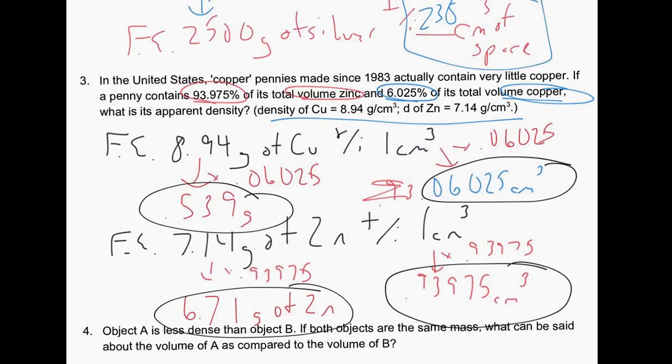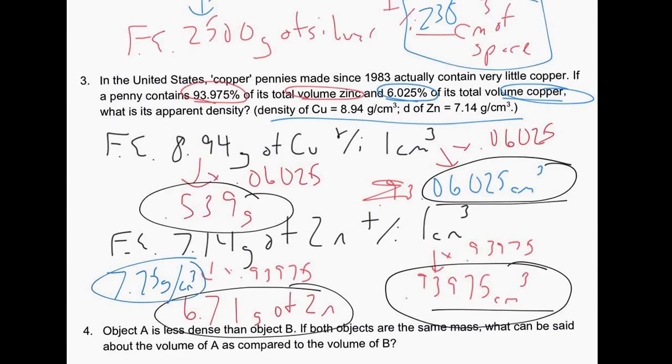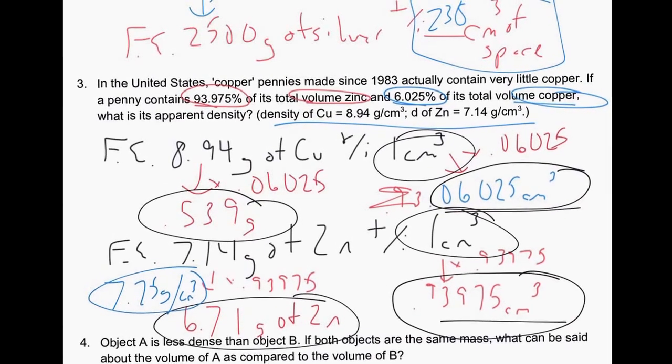Write that up here. 7.25 grams per centimeter cubed. Again, the reason that works is because these two numbers add up to that 1, right? And then these two numbers must add up to the amount that the mass is.